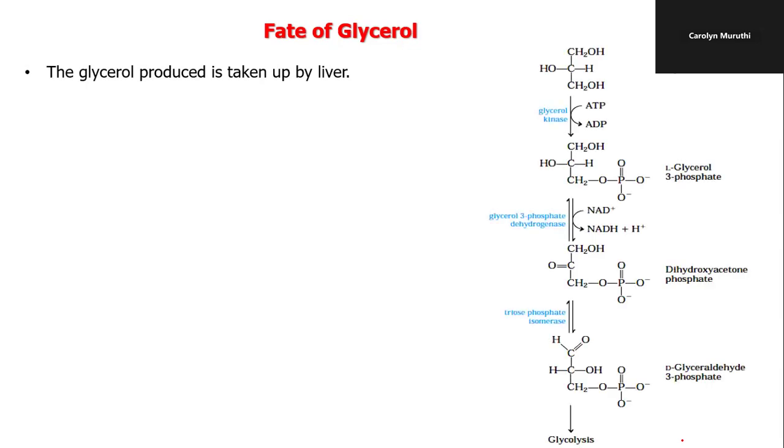It is important to note that the adipose tissue cannot use glycerol because it lacks glycerol kinase. So glycerol will enter the bloodstream and travel to the liver, and here it will first be phosphorylated using ATP, a reaction catalyzed by glycerol kinase to give rise to glycerol 3-phosphate.